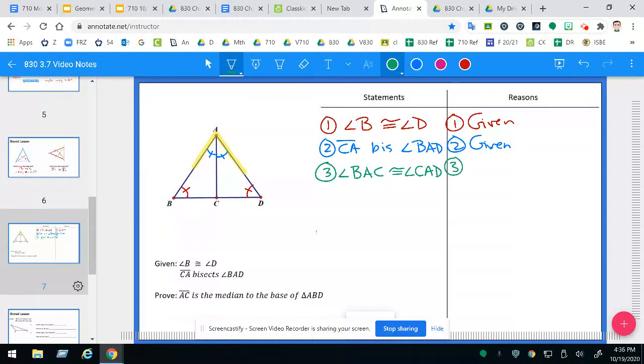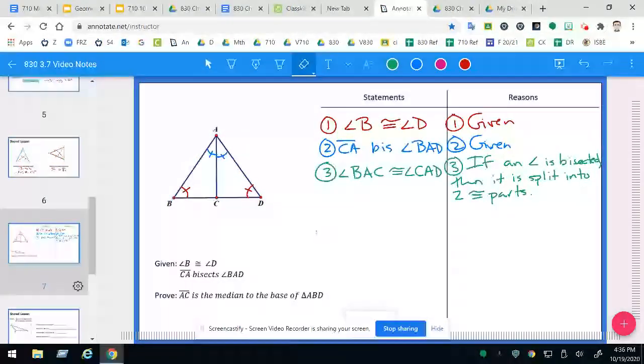And then here we just want to use our definition of bisection, right? So we want to say if an angle is bisected, then it is split into two congruent parts. And that's what we have here. The congruent parts are angle BAC and angle CAD. Okay. Now I have two congruent angles.